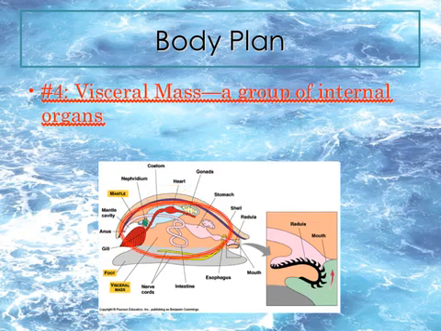And then the fourth part of the body plan that all mollusks have is a visceral mass. And that's a group of internal organs. So here in red, all of these organs are grouped together in a mass. This is the visceral mass, the organ mass, all grouped together there.